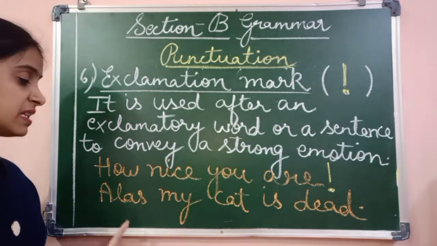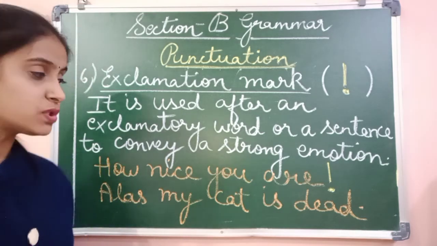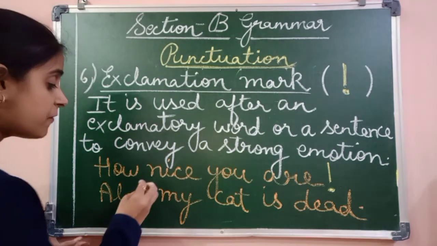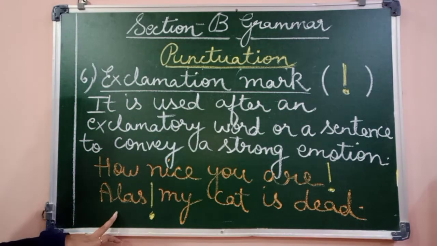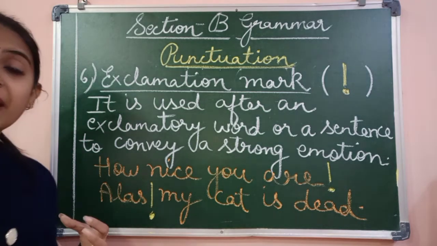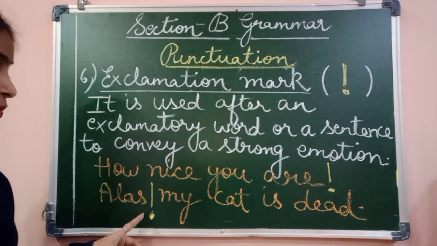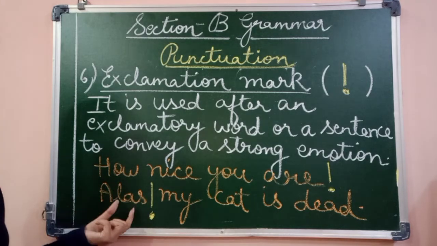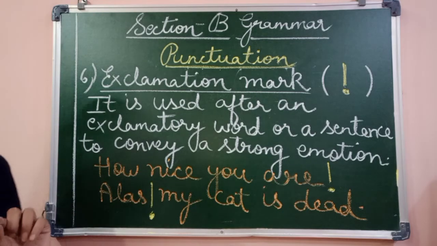Now here in this sentence, alas, my cat is dead. This sentence shows no emotion. But if I put an exclamation mark after this exclamatory word alas, it shows my emotion of sadness. So children, we use the exclamation mark after an exclamatory word or an exclamatory sentence to convey a strong emotion.